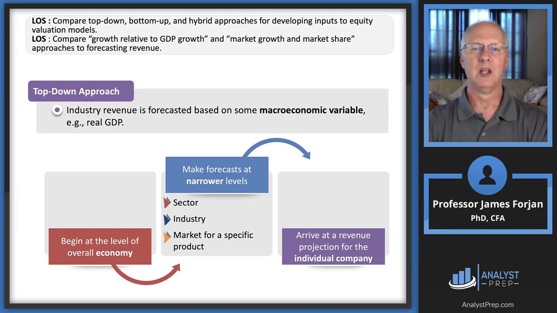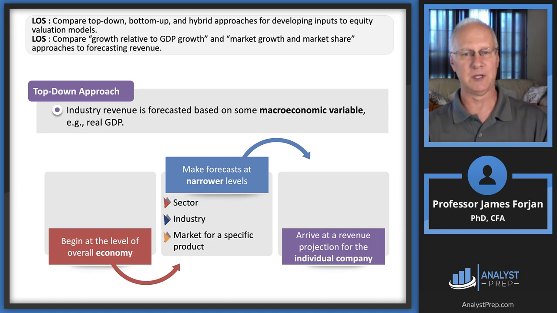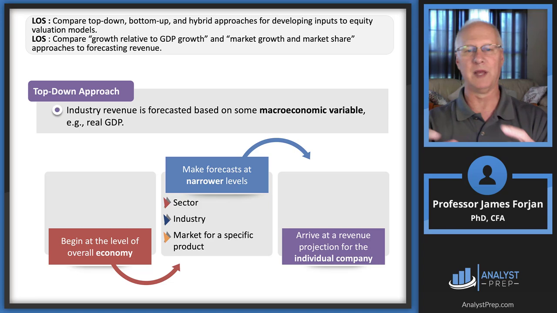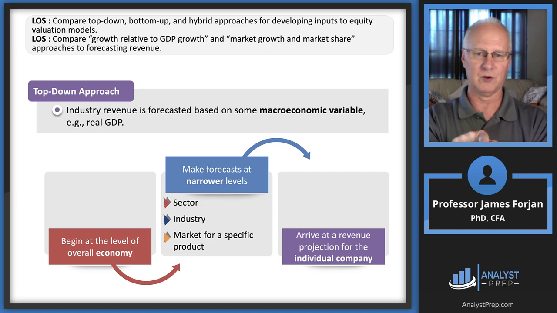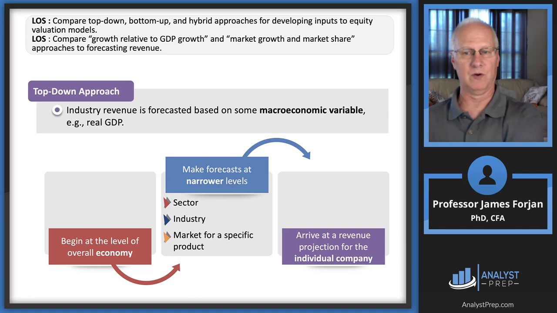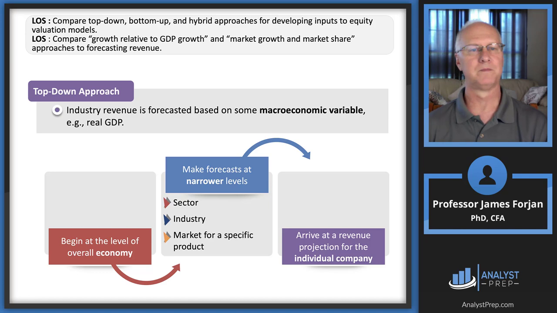So there's a part of this reading that is going to rely on our ability to retain the accounting material that we've known from our undergraduate days, and then our level 1, and then our level 2 days. So look at this little chart here. Begin at the level of the overall economy, then move to those individual industries, and then we go to individual companies or just individual product markets. And then we move over to arrive at a revenue projection for the individual company.